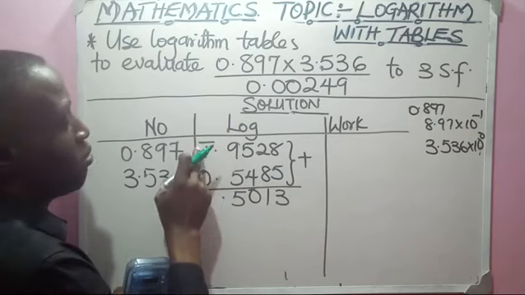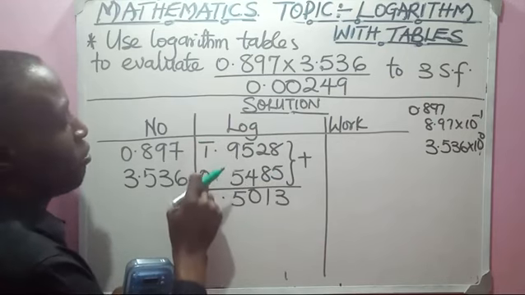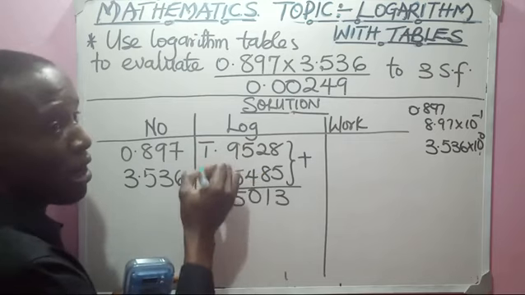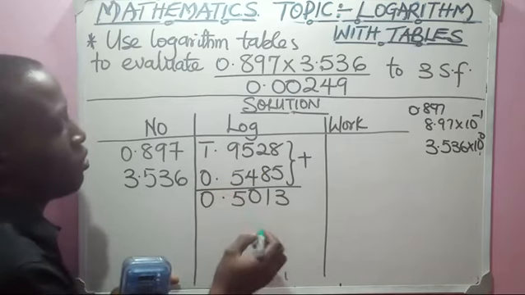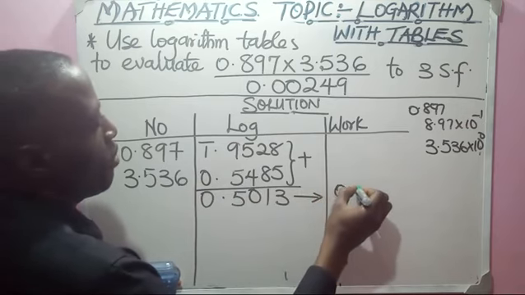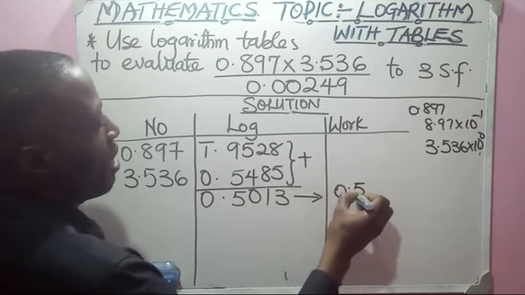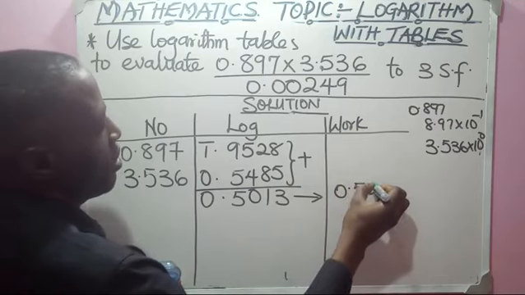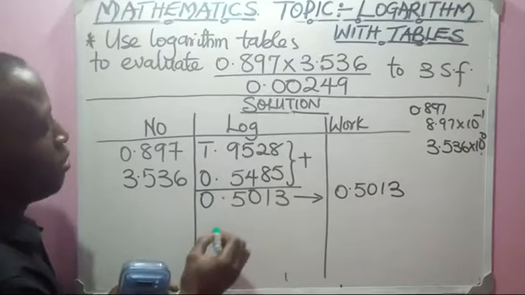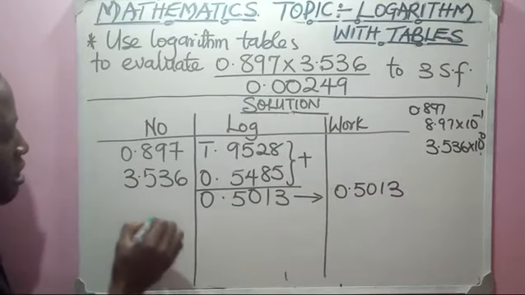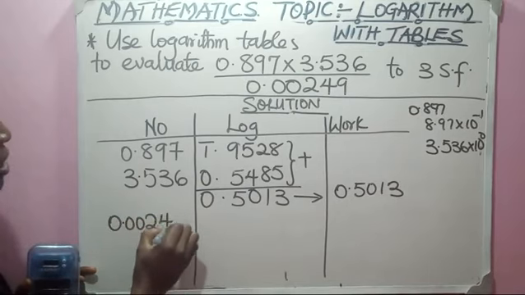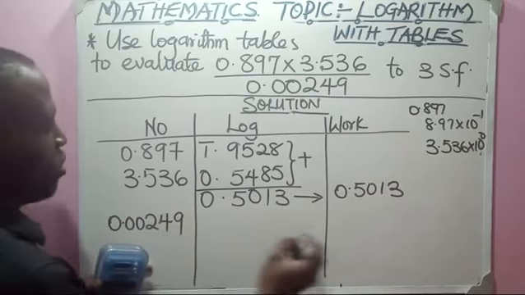It's just like you saying minus 1. Minus 1 plus 0 is minus 1. Minus 1 plus the one you borrowed from here is 0. So I'm going to move this one to this side. 0.5013. So I'll come to the denominator. I'll be having 0.00249. So I'll change this one to standard form.